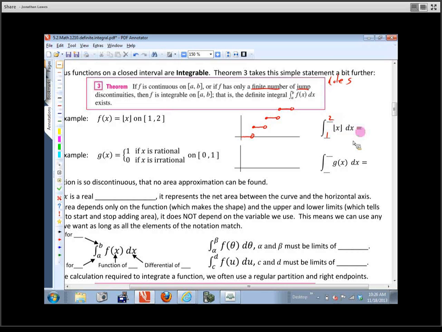So we're going to go from 1 to 2. So that's how we'd represent the signed area using an integral notation. So here's what we're going to do. I'm going to add up the area from here, to this end point right here.